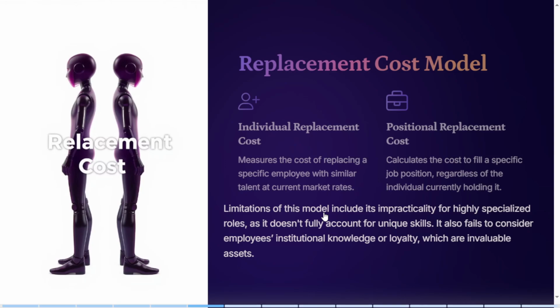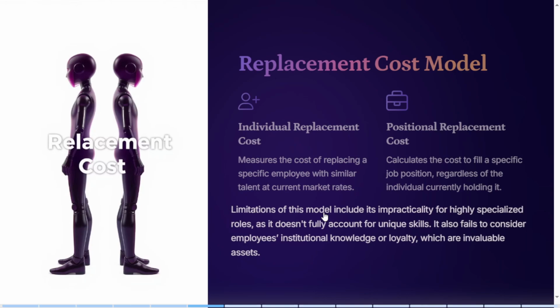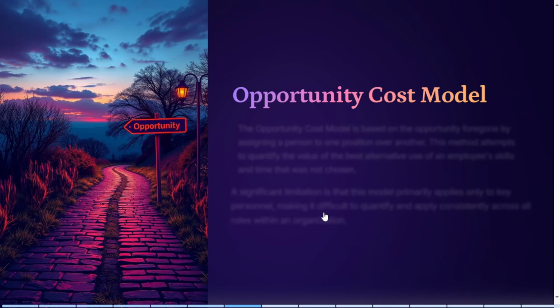The limitations: this doesn't work well for highly specialized roles where replacement might be impossible. It also ignores institutional knowledge. An employee who has been with the company for 10 years knows things that a new hire simply won't. Third, the opportunity cost model. This is about foregone alternatives.